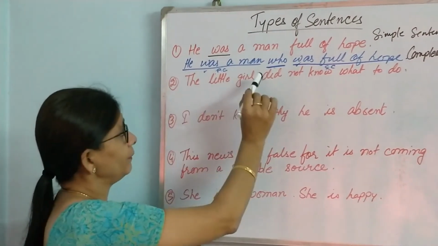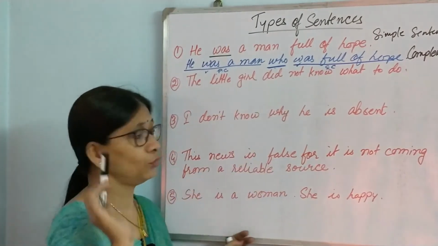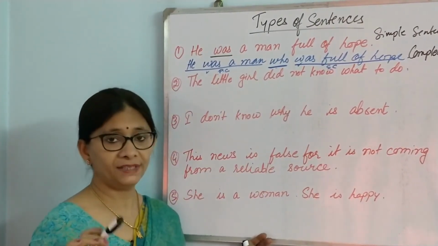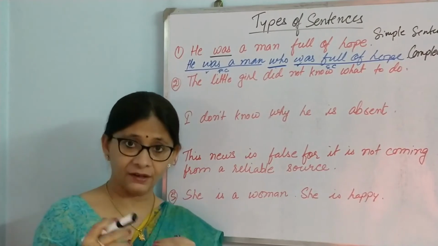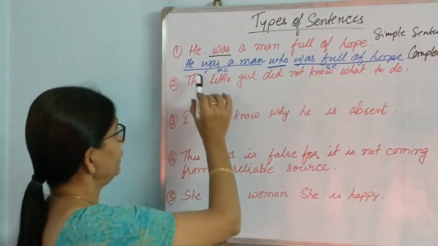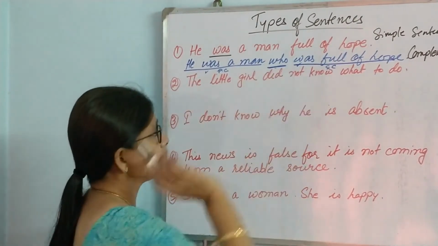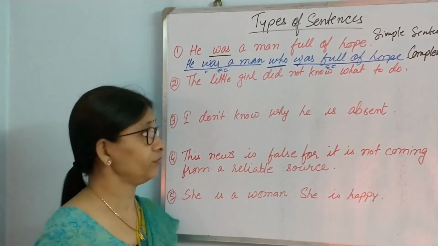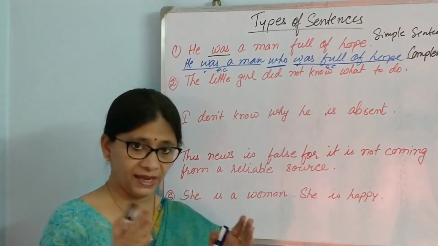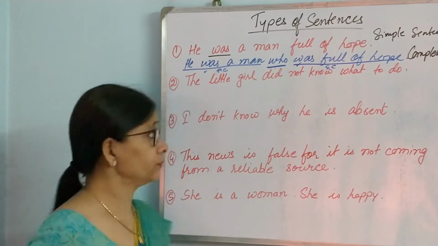He was a man and he was full of hope. We can write like this. If we join two sentences with and, that becomes a compound. So we can write, he was a man and he was full of hope. That will become a compound sentence, because whenever we are joining with and, both the parts are equally strong.